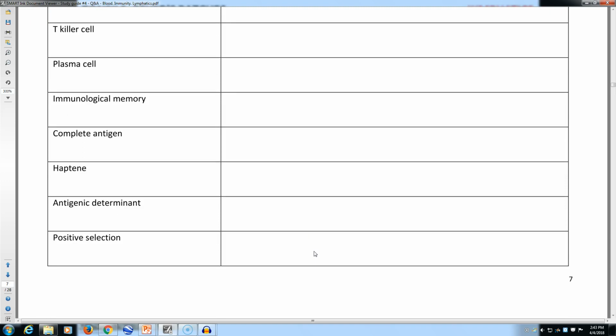So complete antigen, haptene, antigenic determinant. Complete antigen: protein, DNA, complex carbohydrate. Haptene, small molecule that you can attach to the carrier. Are we clear? And then it's going to produce immune response. Antigenic determinant, a fragment of a molecule which is recognized by the specific antibody.